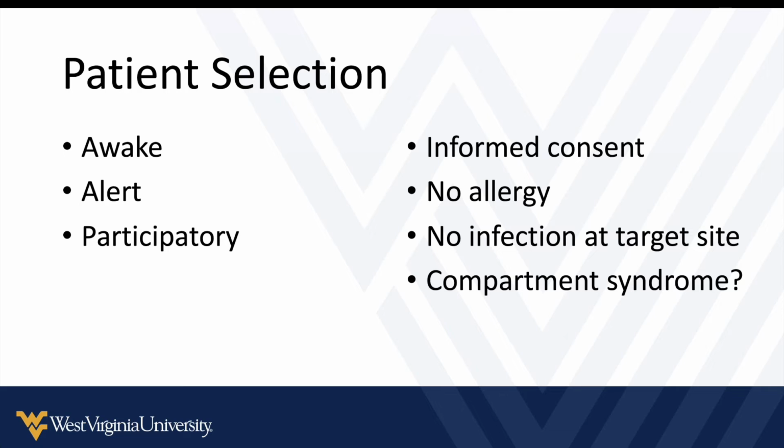They need to be able to give informed consent. Obviously, they should not have an allergy to the agent you're using. You should not be going through an infected site. And that's sometimes one of the advantages if you have, like one of the examples we showed of the forearm where there's an infection. Well, the site for our nerve block is very proximal to that, well away from that infected area. So that can be an advantage to using regional anesthesia over local injection.